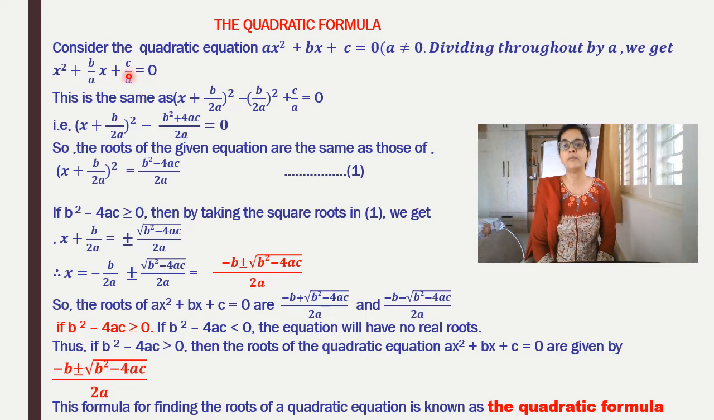Then another thing that we are going to do in this equation is that we are going to divide the whole equation by a. Now for what purpose are we doing it? We are going to remove the coefficient a from the first term. This can only be done if we divide the whole equation by a. So on doing it, we get the second step, that is x squared plus b upon a x plus c upon a is equal to 0.